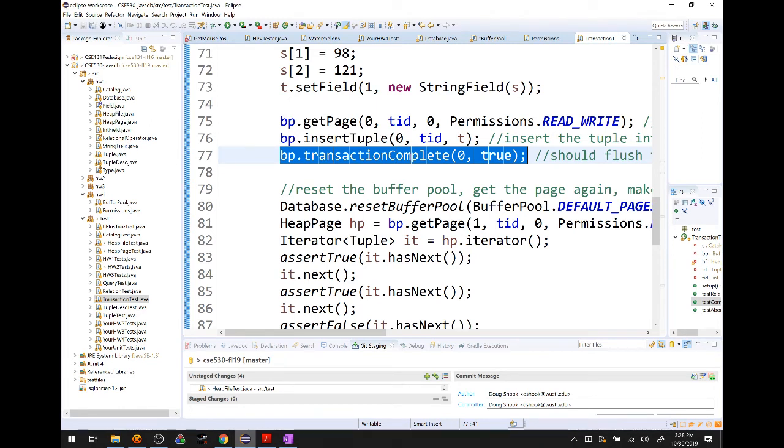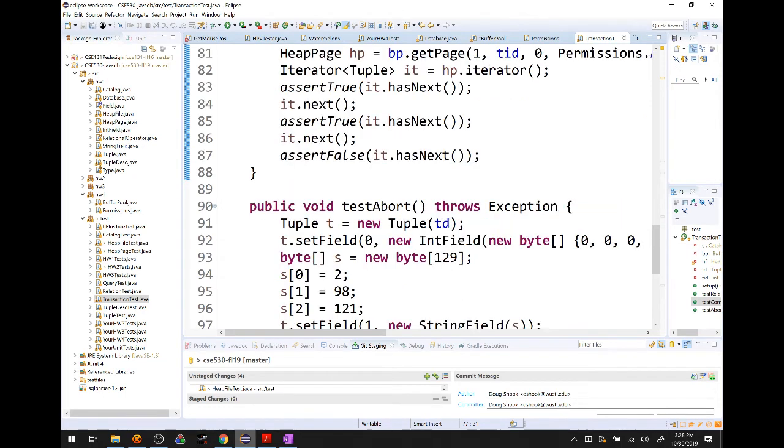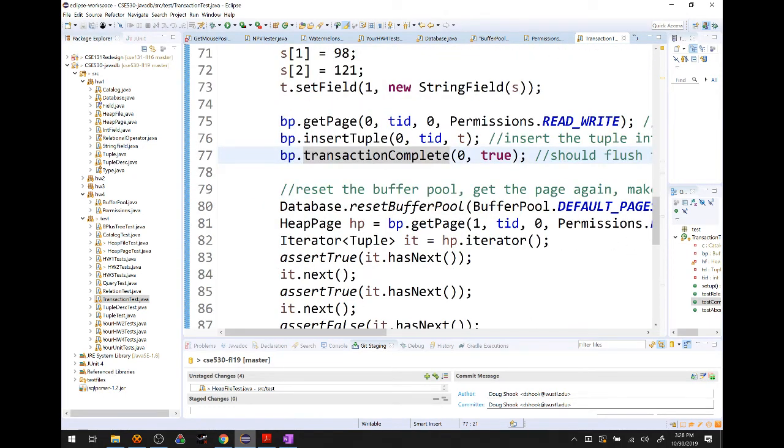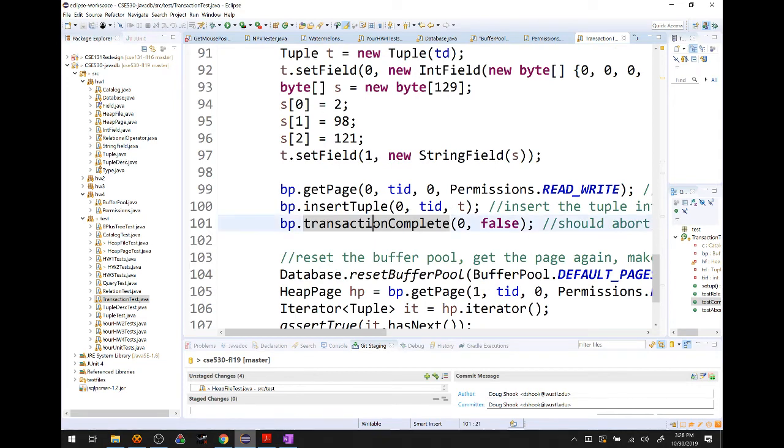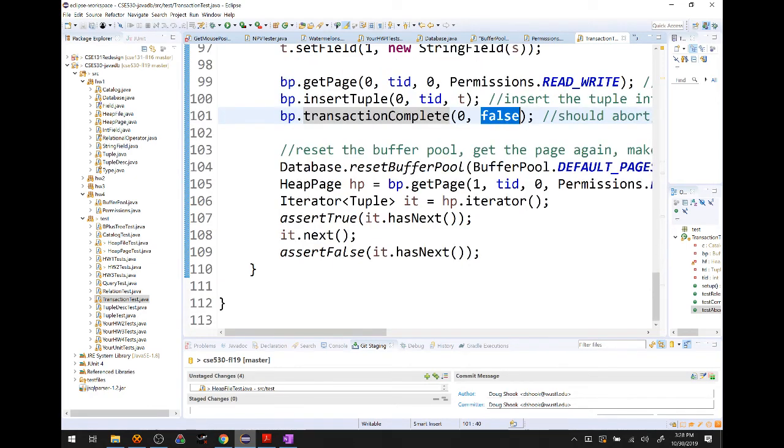Other transactions would not be able to see this tuple that was inserted until the transaction is declared complete. So it puts the tuple in, completes the transaction, and then checks to make sure that the tuple made it. And then for aborting, it puts the tuple in, and this time it says complete and says false. That should undo the insertion that takes place, right? It never actually happened. We aborted, it never actually happened. And then it checks to make sure that that tuple did not actually make it to the file.